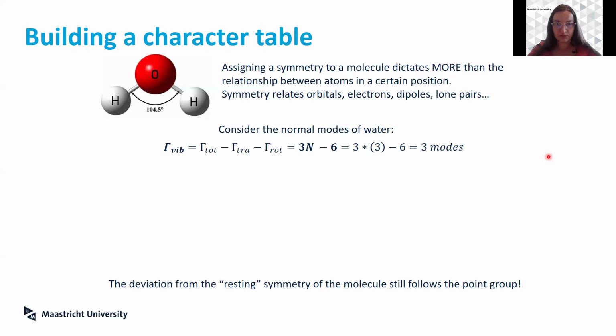Which ones are those? Those will be the deviations from the resting symmetry. The resting symmetry is this, and it's fixed. Whatever else you do around these bonds, which will be the vibration, will have to follow the modification from the point group, because you're not breaking the molecule apart, you are vibrating around the resting position.